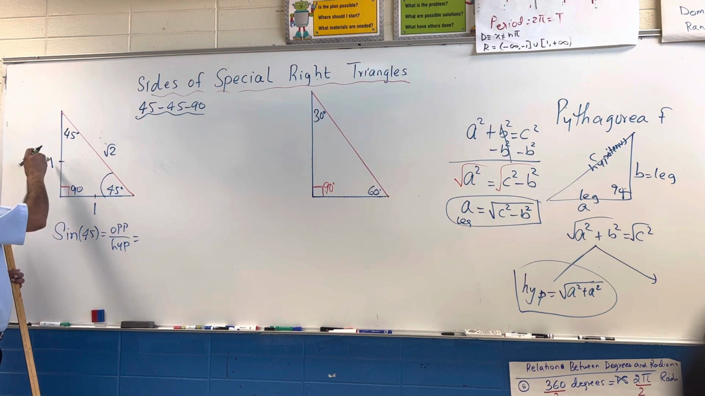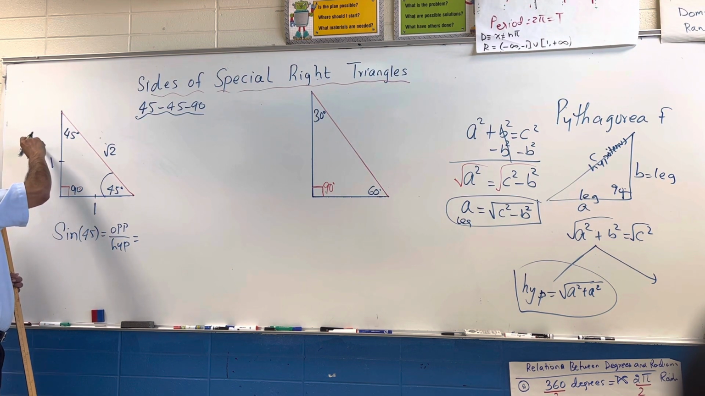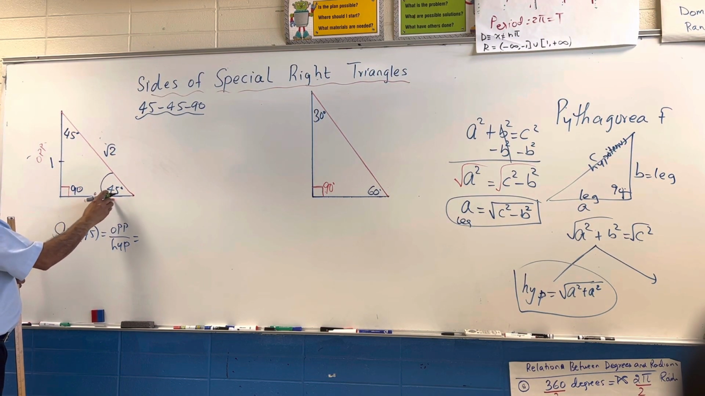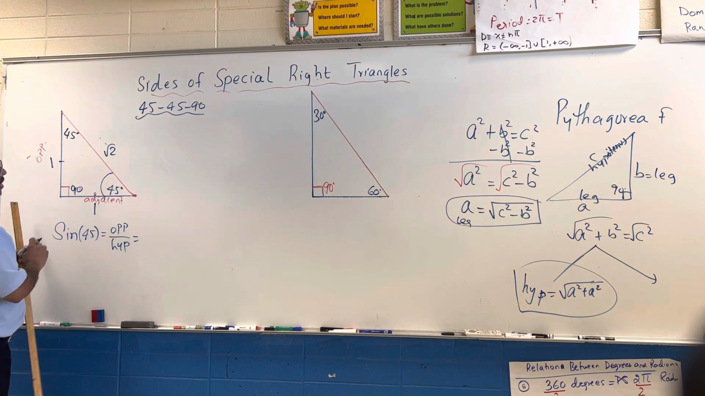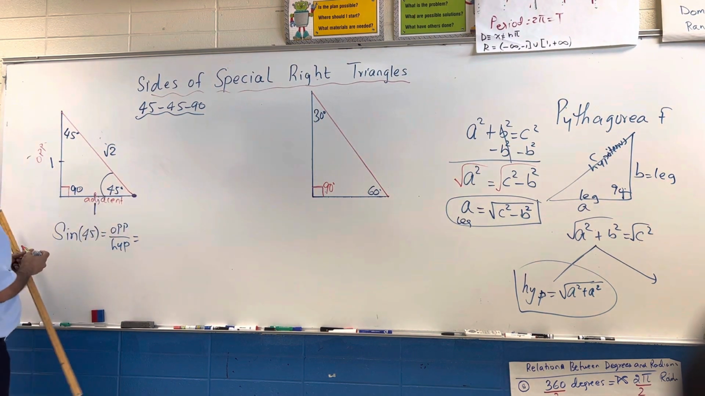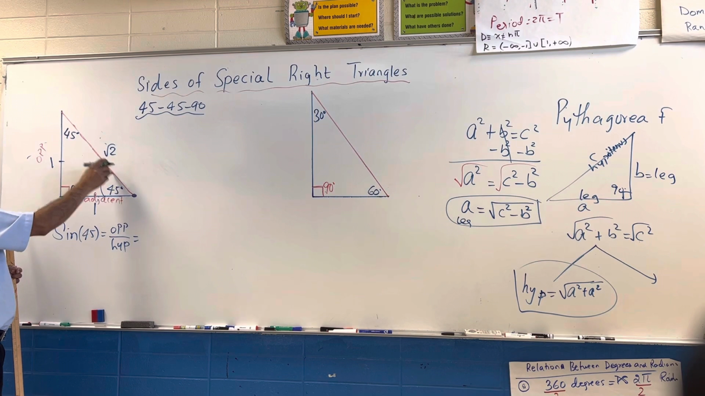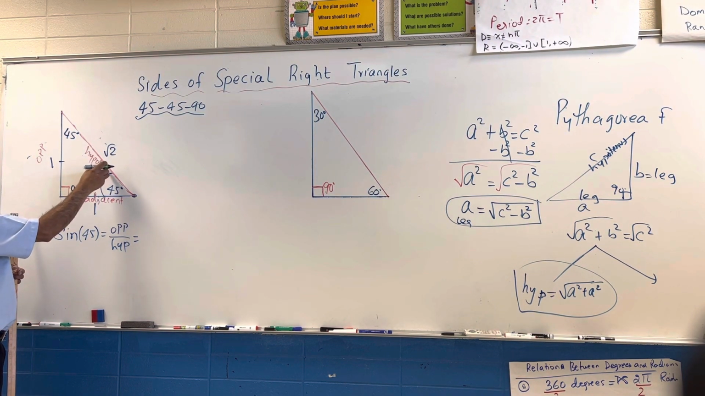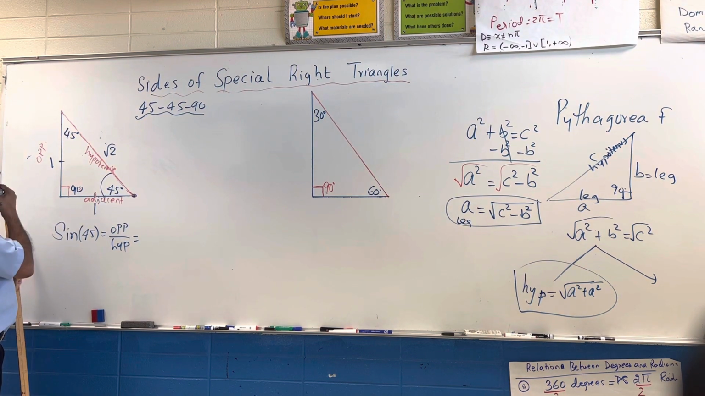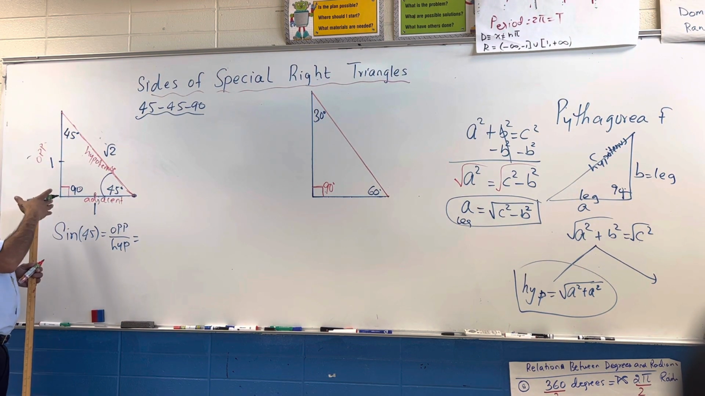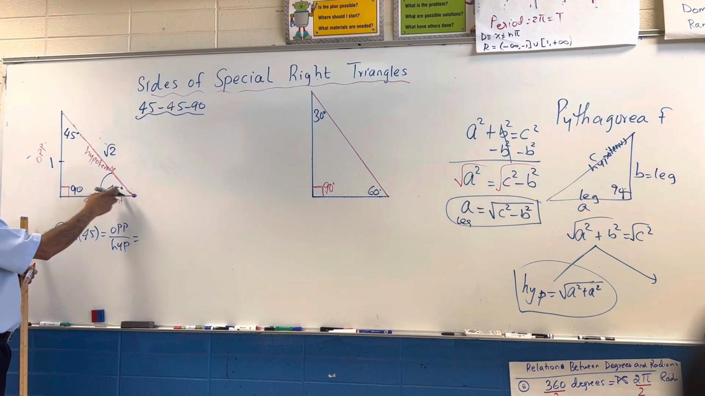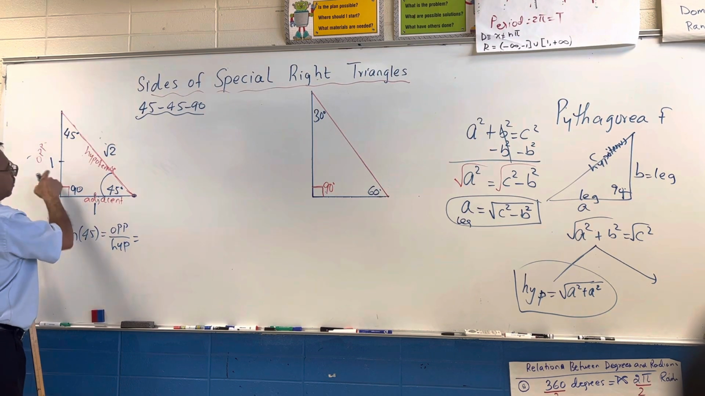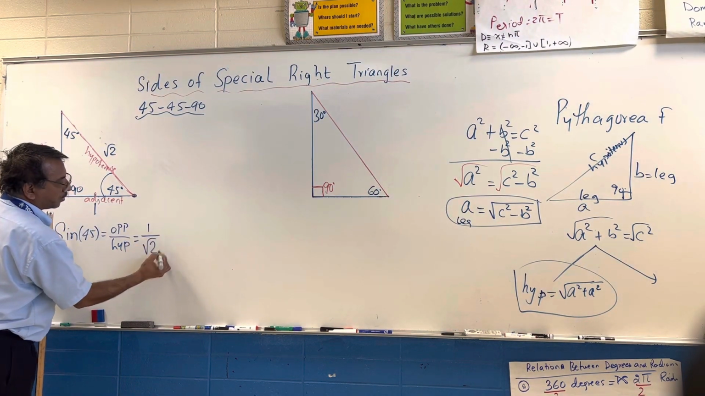This is the opposite here, and this is the adjacent. Adjacent is the side that touches the angle. Of course, the hypotenuse also touches the vertex here, but it has a special name, hypotenuse. The opposite side is the one that does not touch the angle. So sine 45 is the opposite, that's 1 over the square root of 2.